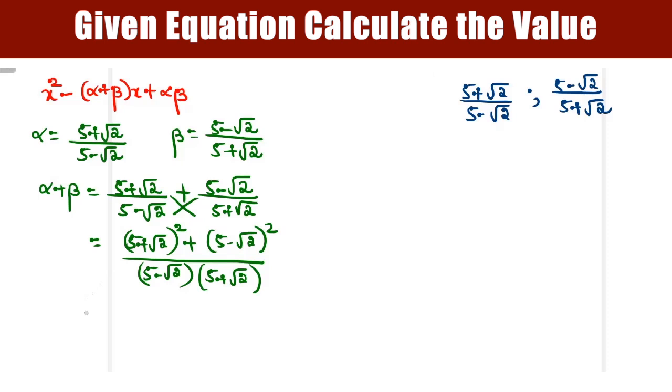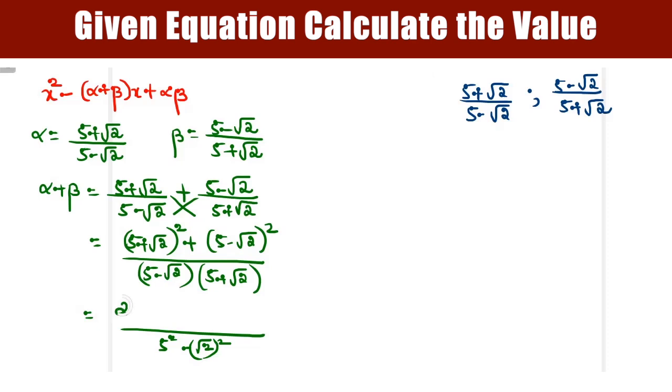Now, I'm going to calculate the denominator first. It is of the style a minus b into a plus b. So this is 5 squared minus root 2 the whole square. So now let's calculate the numerator. See, this section of the numerator, 5 plus root 2 the whole square, looks of the format a plus b the whole square. So using the formula, I'm going to expand this particular section.